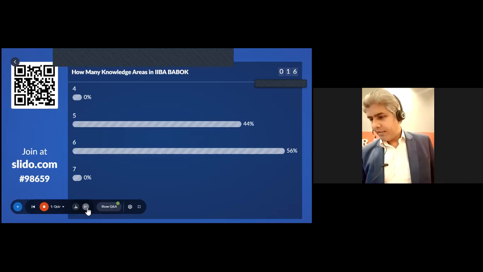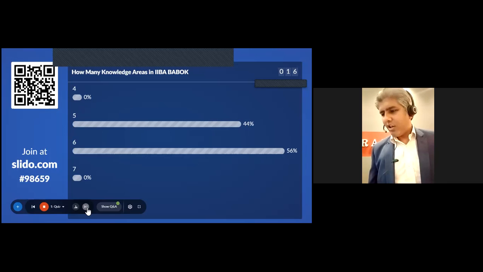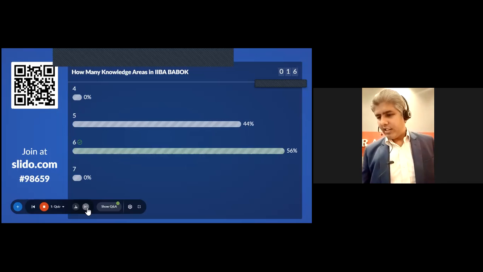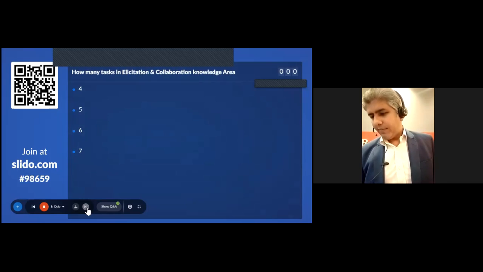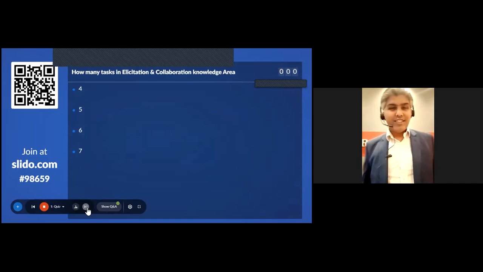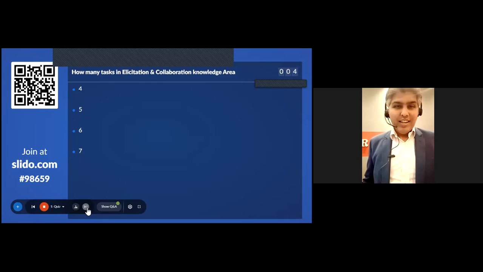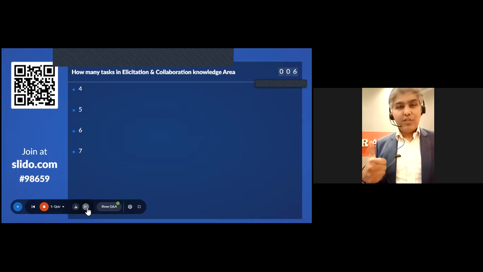Still some of the participants have mentioned 5 knowledge areas, but you know the answer, yes, it's 6 knowledge areas. Okay, the 6 knowledge areas include business analysis planning and monitoring, strategic analysis, elicitation and collaboration, requirement lifecycle management, solution evaluation, and requirement analysis and design. These are the 6 knowledge areas, out of which we have done business analysis planning and monitoring.